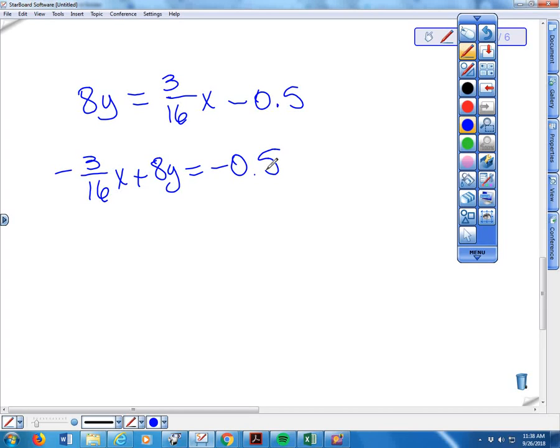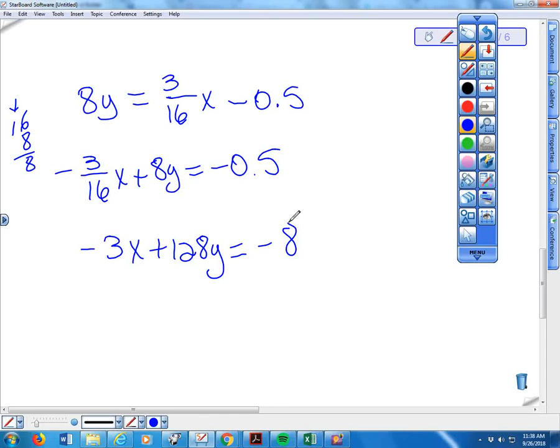First thing I'm probably going to do is get rid of the 16 by multiplying everything by 16. Negative 3x, 16 times 8, 128. And 16 times 1/2 is 4, or 8, sorry. Okay, I'm getting closer. But what I'm seeing here is none of these answers have a negative a. All of them are positive a. So how can I make a positive?